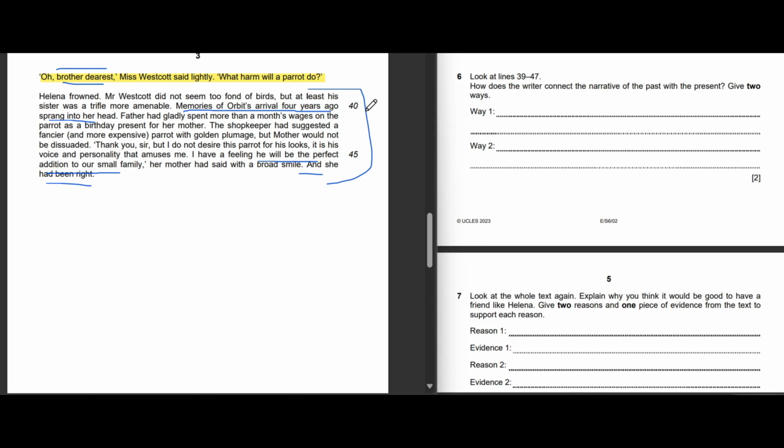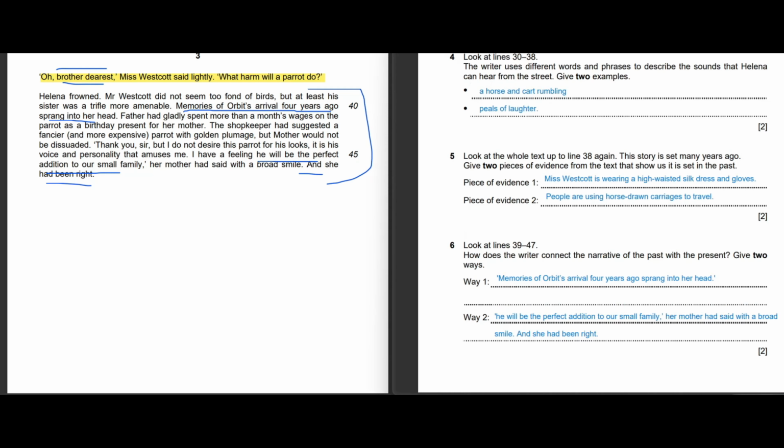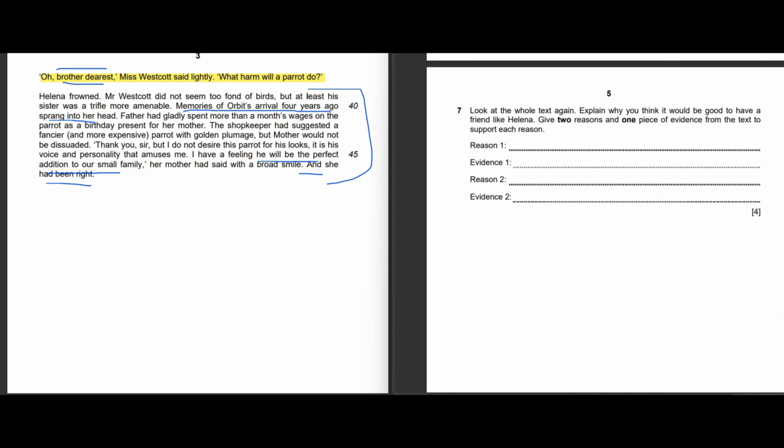So let's write down the answer. Right, so memories of Orbit's arrival 4 years ago sprang into her head. Right, next we give a quotation mark here to show that we quote the sentence from the text. And way 2, he'll be the perfect addition to our small family. Her mother had said with a broad smile, and she had been right. Okay, now we are in question 7.